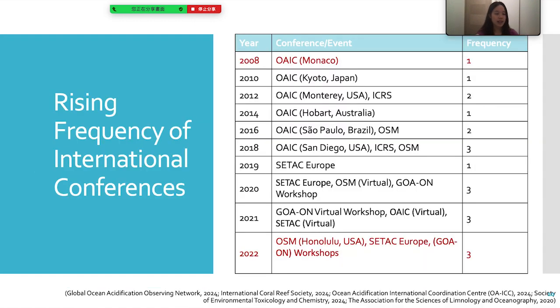And here's a graph that shows the frequency of conferences and events in detail. As we can see, the trend shows an increase in the number of conferences over the years, particularly highlighting a growth from just one conference in 2008 to multiple events in 2022.